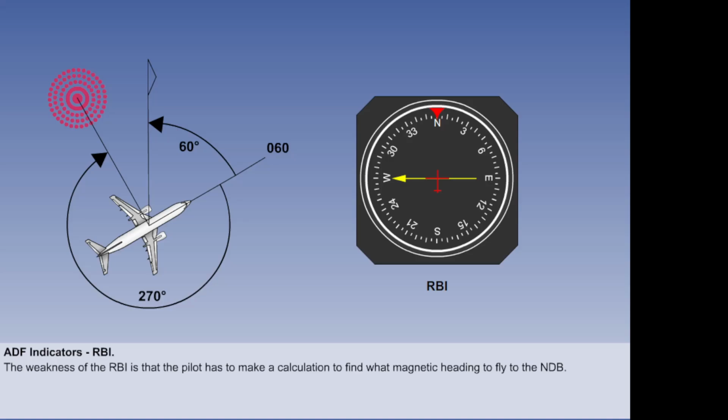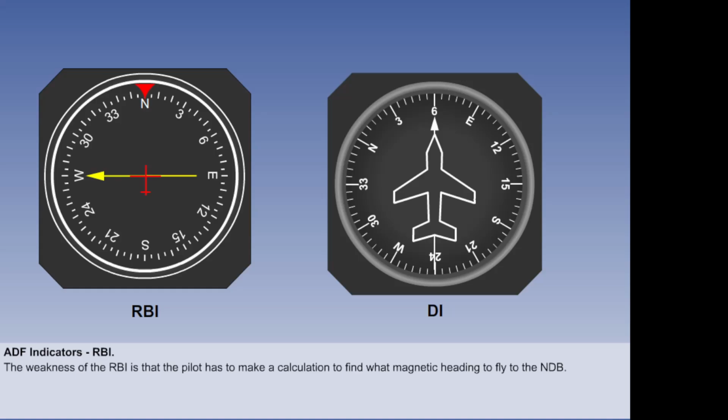The weakness of the RBI is that the pilot has to make a calculation to find what magnetic heading to fly to the NDB. You have to know how to do these simple calculations. Here, we see that the RBI indicates that the NDB to which the aircraft is tuned has a relative bearing of 270 degrees that is relative to the aircraft's nose. The direction indicator is showing a heading of 060 degrees.